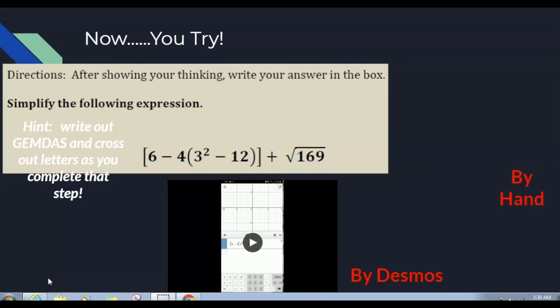So inside the brackets, you want to make sure you work the parentheses first and then work your way outward. Let's look at the solution by hand.